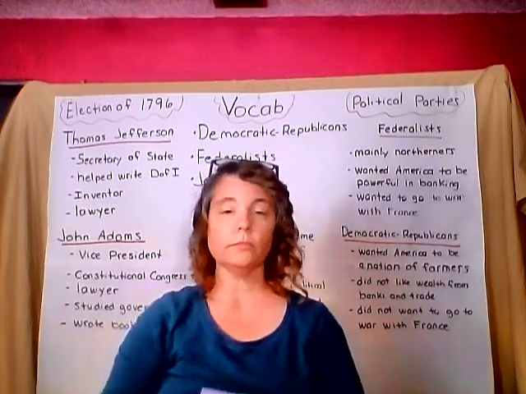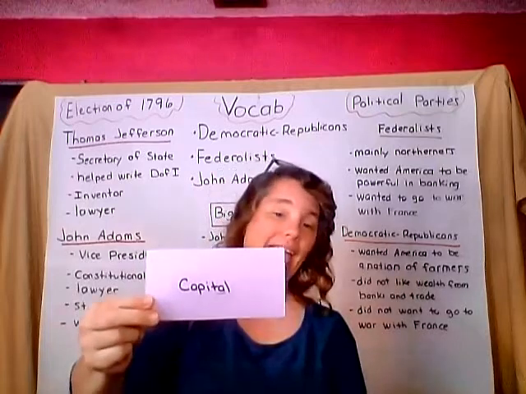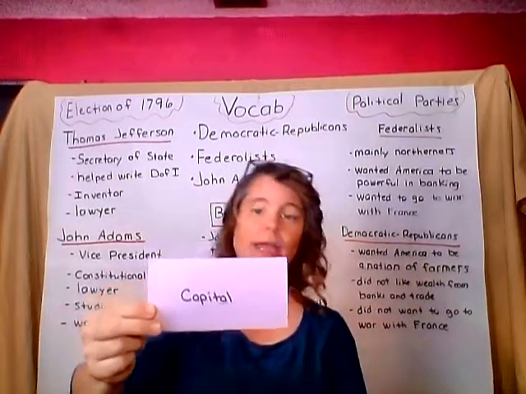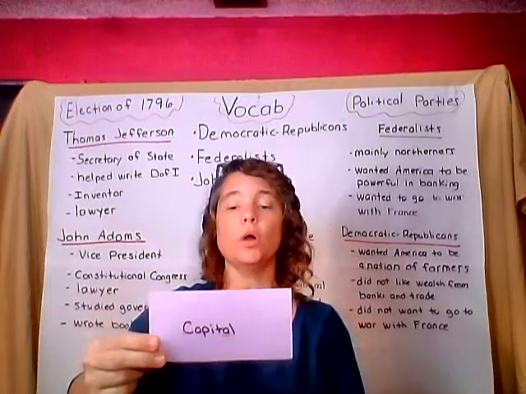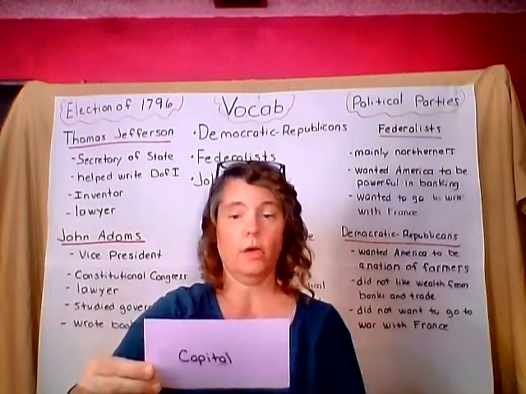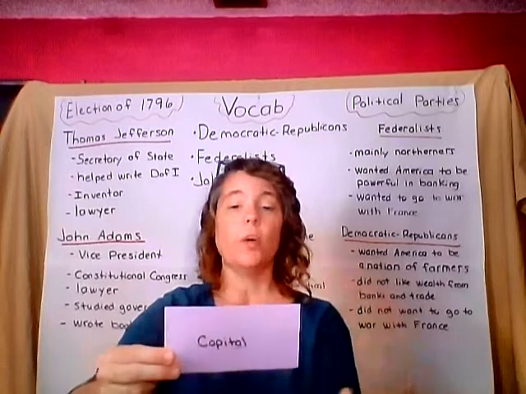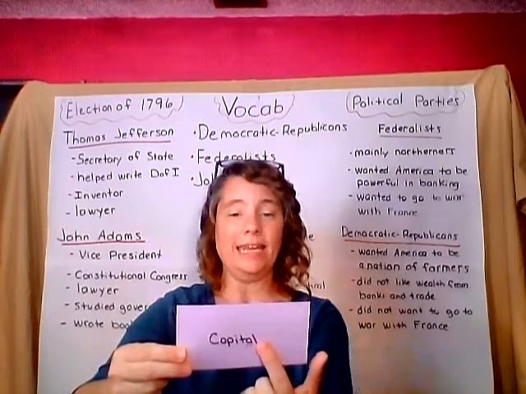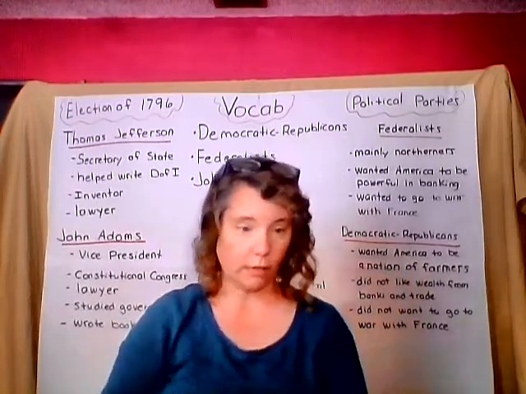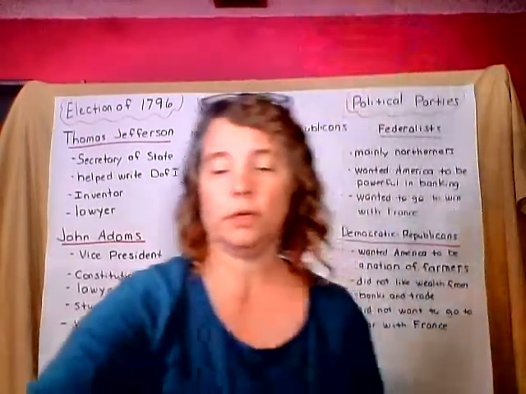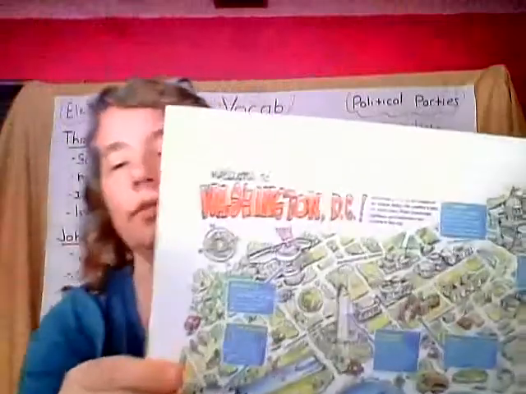Okay? The capital with an A, you see the underlined A there, is the main city where the government of a state or country is located. All right, so that's the city. So if it has an A in it, it means it's the city. If it has an O in it, it means it's the building. Okay? So here we had this example.